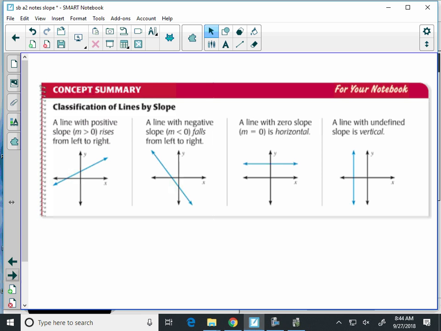Just a concept summary again. A line going upwards from left to right, so it's positive. Downwards from left to right, slope's negative. Horizontal line, slope is 0. Vertical line, slope is undefined. Remember, just like walking on the floor, slope's 0, nice and flat. It's like walking on a wall, which we can't do, so it's undefined. Questions over that?